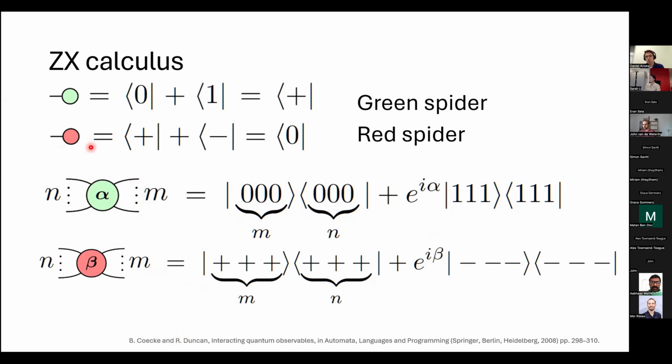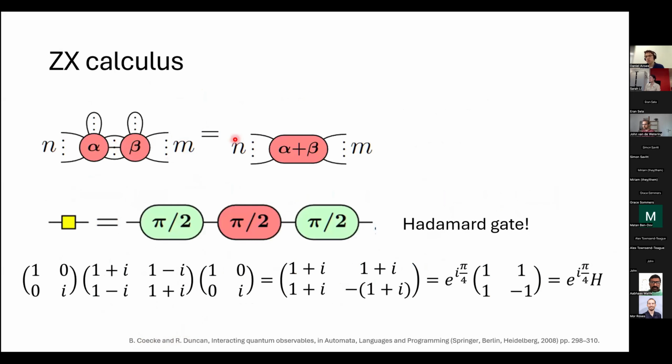They cannot exist alone. So what are the rules? I just present the rules that are relevant for us. So they are very simple. If you have two spiders, you can connect them. And you have also a definition. It's the definition for the Hadamard gate that I showed you before, which is basically this type of thing. You can calculate it by multiplying a lot of matrices, but you have some phases and things like that.